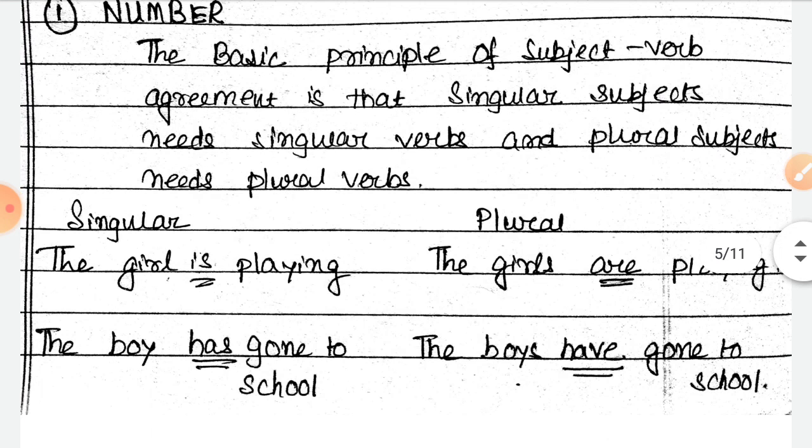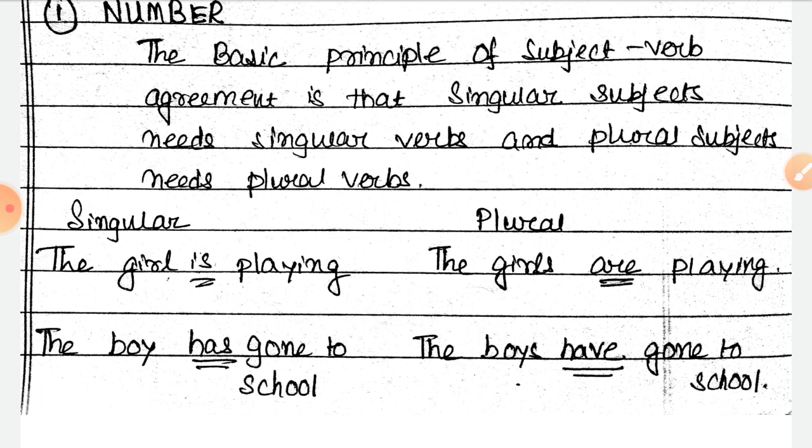The girl is playing. What girl? One girl. So what is the verb? The verb will be singular: is. The girl. There are so many girls. So what will the verb be? The plural verb: are. The boy. How many boys are there? Only one boy. So the verb will be singular: has. Has gone to school.